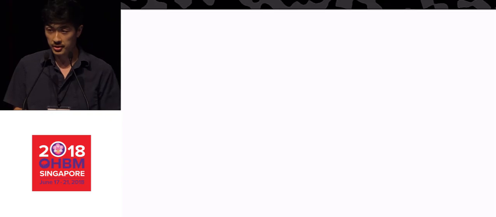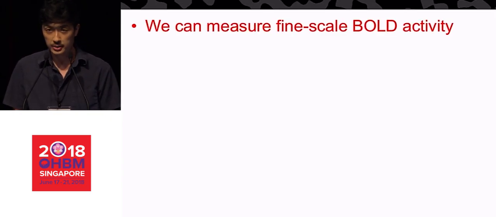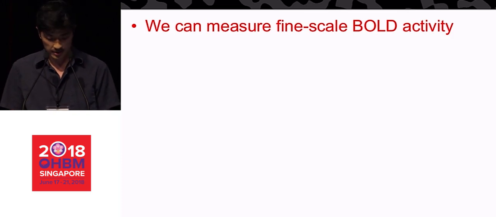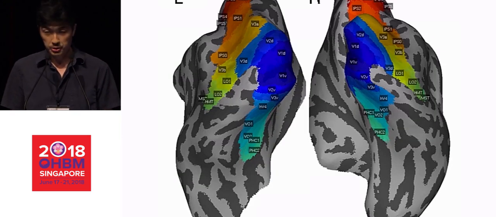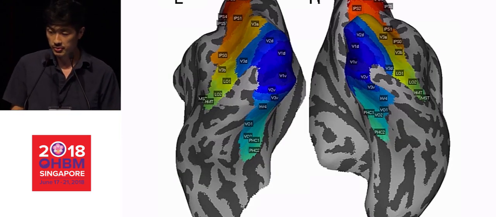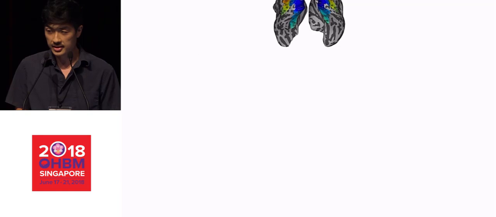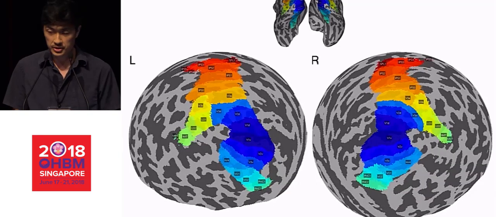Okay, so let's turn to the results. The first result is that indeed we can reliably measure fine-scale BOLD activity patterns. Let's see an example of this. Here's a posterior view of the inflated cortical surface for a subject, and different visual areas are depicted by the different colors. Now let's see the exact same thing but on a spherical representation.